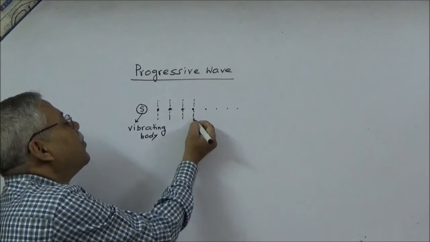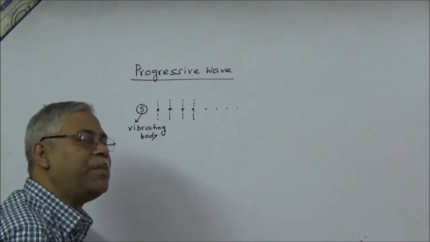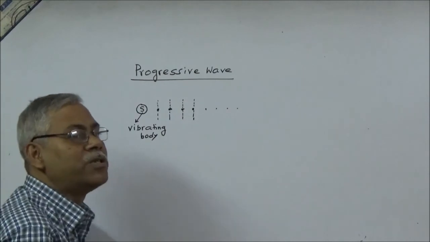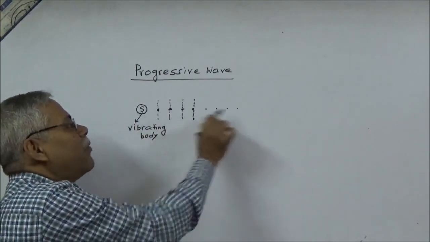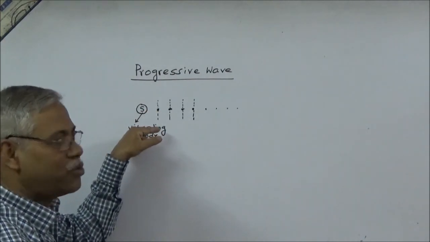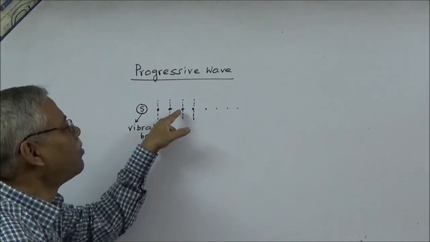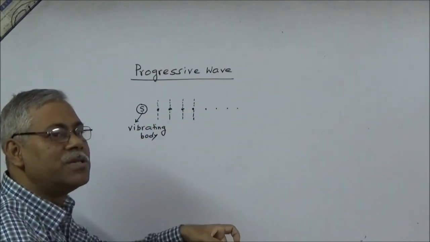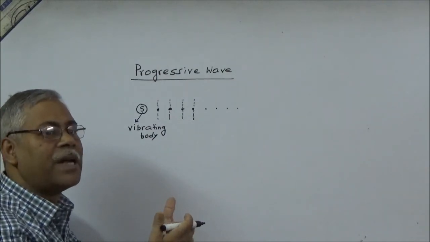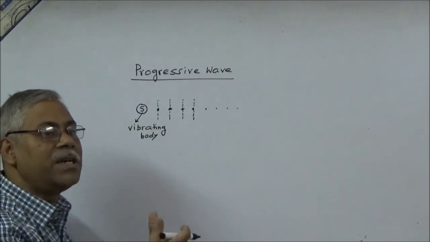We assume each particle vibrates with the same amplitude and time period. But actually the amplitude of vibration reduces as one goes away from the source. This particle vibrates with maximum amplitude, then for the next particle the amplitude of vibration is slightly reduced, and for the next it is reduced a little more. That is what is known as damping. That means there is friction between particles of the medium. Because of that, energy is lost.